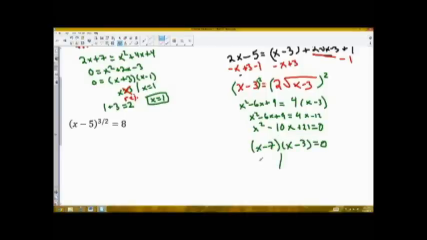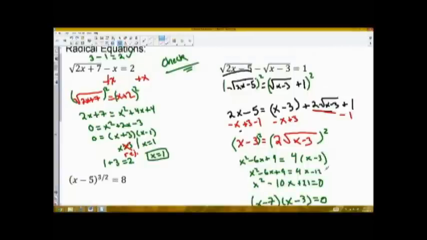So I end up with either x equals 7 or x equals 3. So my last step is to check these in my original equation. So I'm going to plug in 7 first. Bring it back up here.